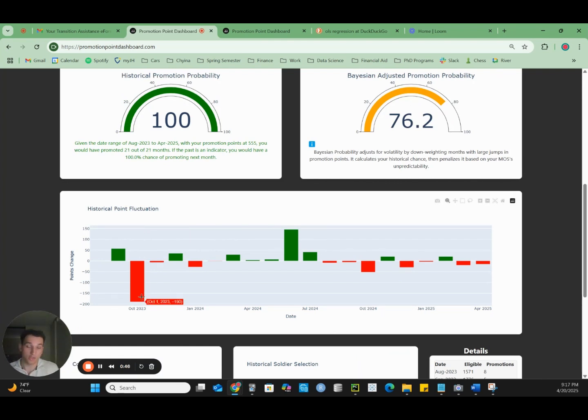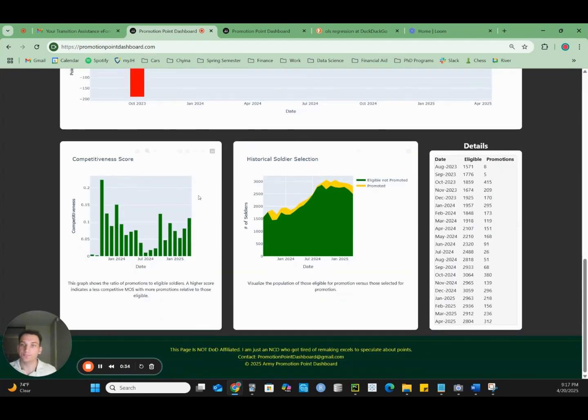And so I'm not going to show you that number because it's basically worthless to you. Just looking at this from your perspective, this is a nice visual to give you an idea of what has been going on. The competitiveness score shows you the number of people who got promoted with respect to the number of people who were eligible for promotion. So it basically shows you how competitive you are versus the average soldier. The higher the competitiveness score, the more competitive you are.